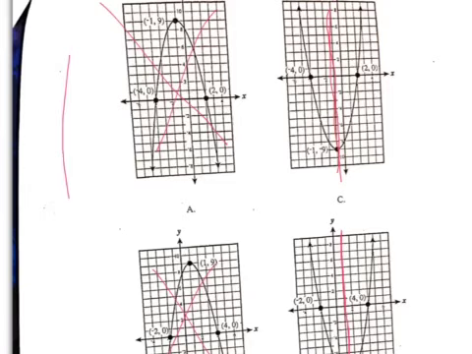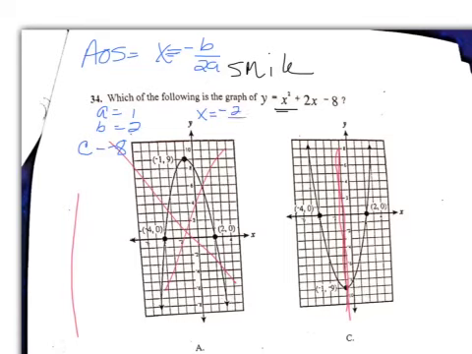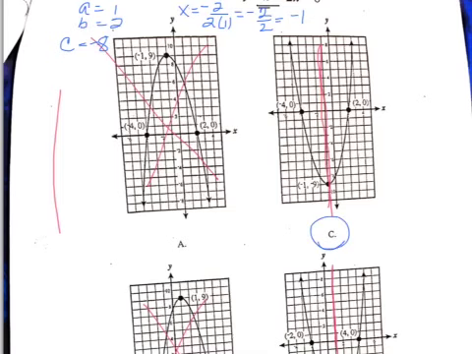But just as a reminder, the way that you'll figure out which axis of symmetry it is, you're going to use the axis of symmetry formula, which is x equals negative b over 2a. And in our problem, a is 1, b is 2, and c is negative 8. So when I plug into the axis of symmetry formula, I get x equals negative 2 over 2 times 1. So that's negative 2 over 2, which is negative 1. So that tells us right there that our answer has got to be choice C.